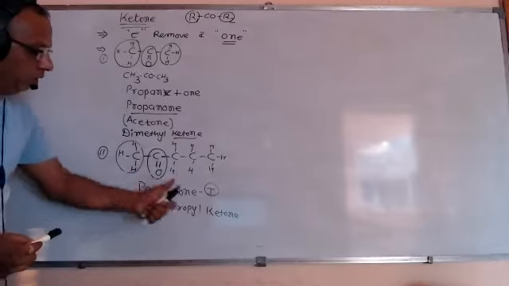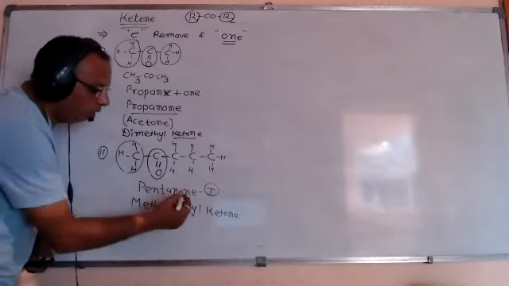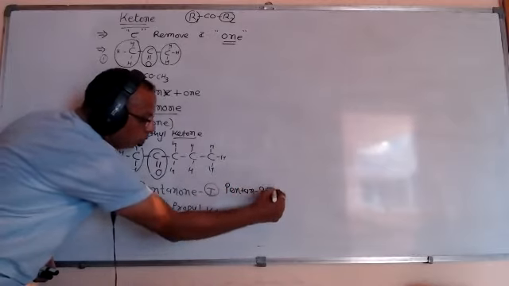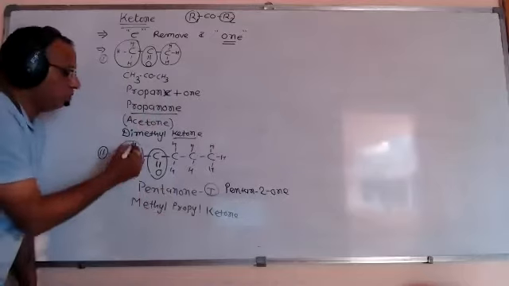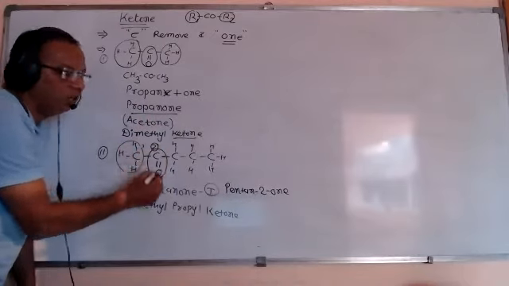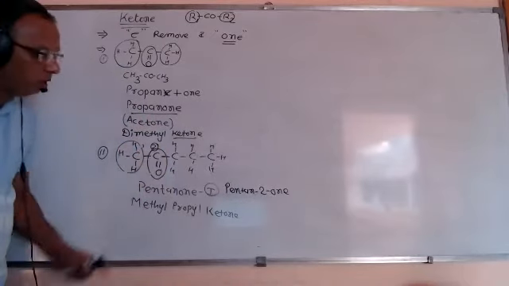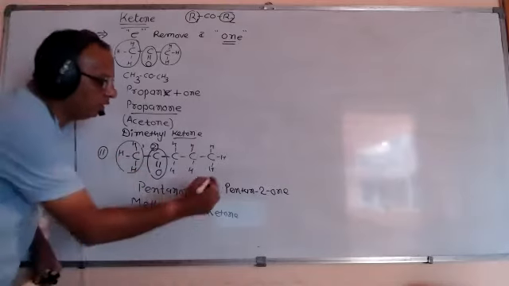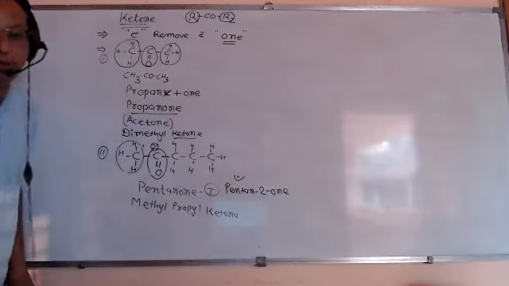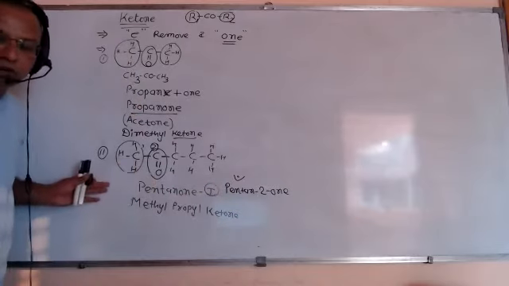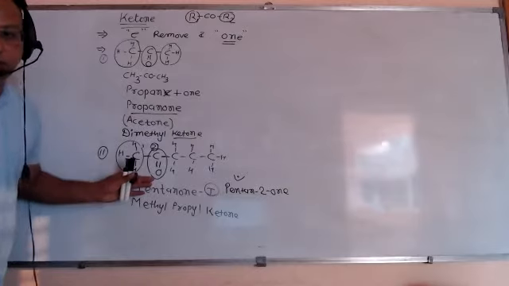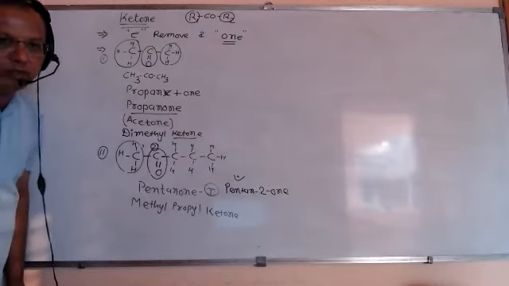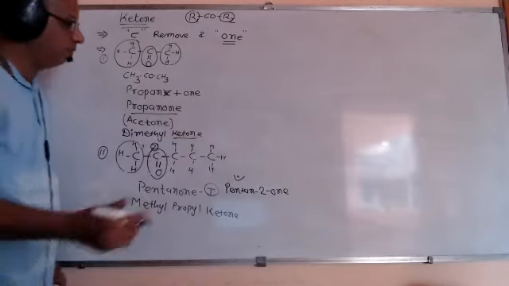It is pentanone, which is also written as pentan-2-one. Why 2-one? Because the CO, the carbonyl carbon, is present on the second carbon. That's why pentan-2-one is the proper name. If you would like, you can write 2-pentanone or pentan-2-one. So pentan-2-one is now the accepted form. Right?